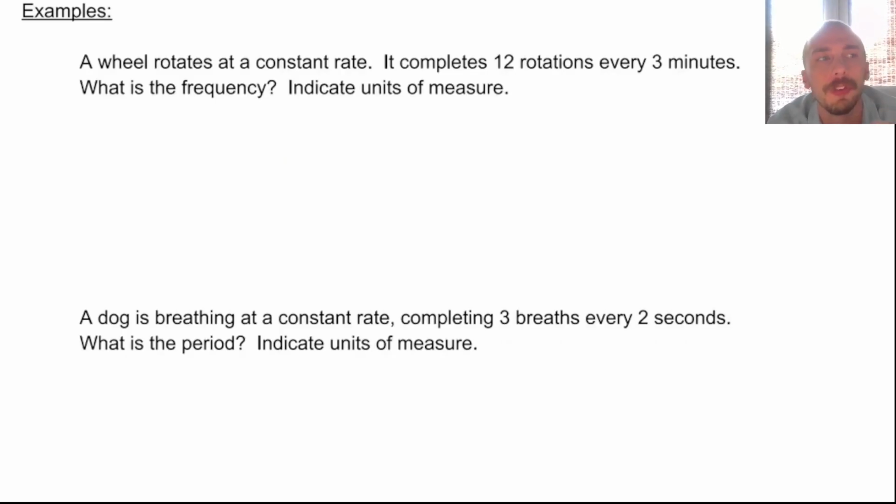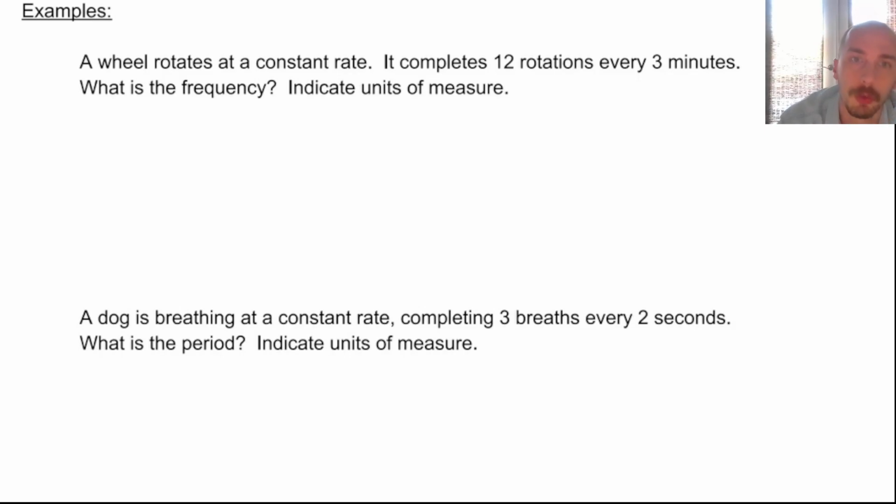All right, so for this first example, we've got a wheel rotating at a constant rate, and it's going to complete 12 rotations every 3 minutes, and it's going to ask us what is the frequency, indicate units of measure. Well, that's kind of new. We don't even know what the units of frequency are, so what we should do is stick to what we're familiar with, which is period, and we just take the reciprocal.